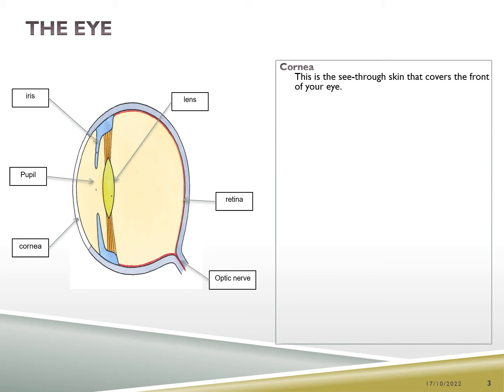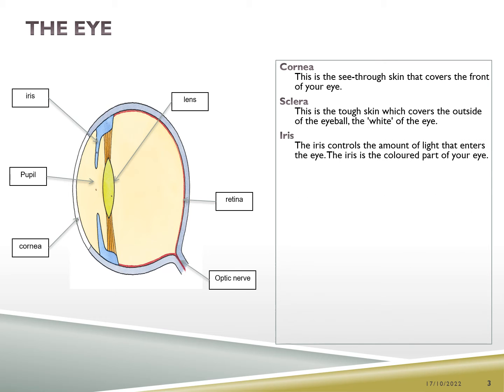So, the cornea is see-through skin that covers the front of our eye. We have the sclera. This is the tough skin which covers the outside of the eyeball, the white of the eye. The iris controls the amount of light that enters the eye, and the iris is the colored part of the eye. And what you will notice is that in the dark, the pupil gets bigger to allow more light to go in, and in the light it goes smaller.